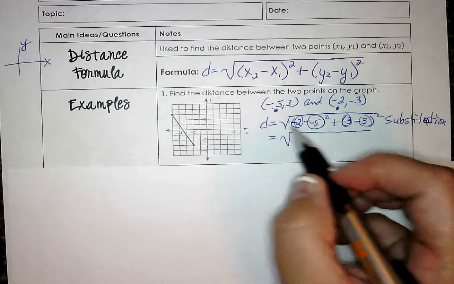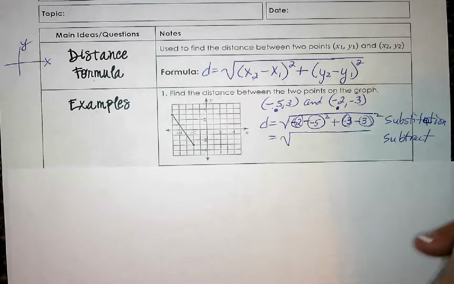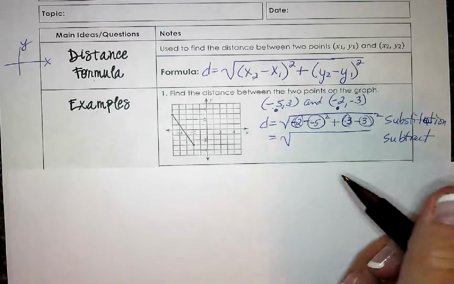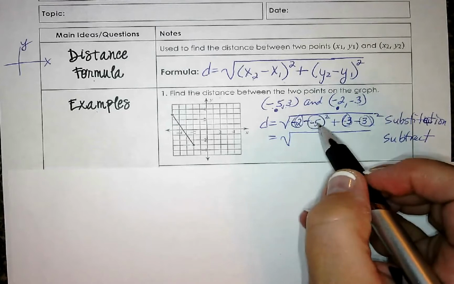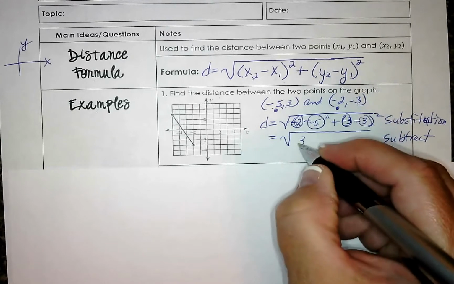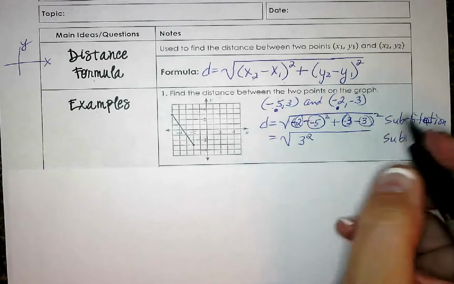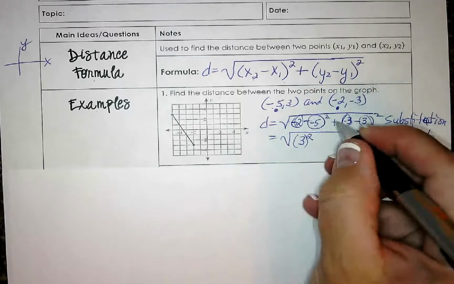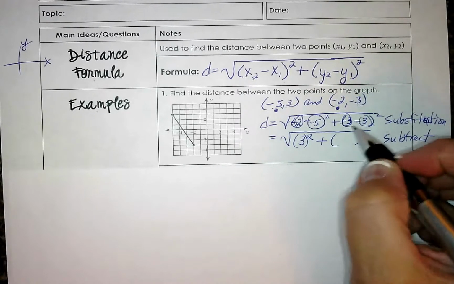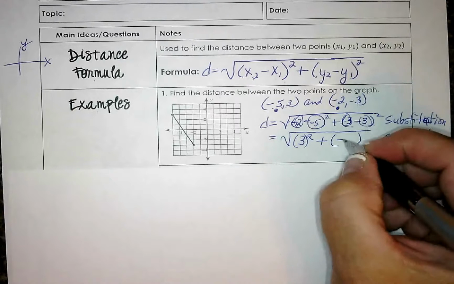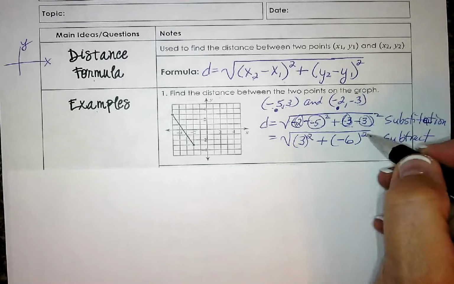Order of operations says I've got to do the parentheses first, so next I'm going to subtract. So this is where most students mess up because there's lots of positive and negatives. -2 minus -5 is 3. So that's going to be 3 squared. Here's my plus. Now I'm going to work out these parentheses. -3 minus 3 is -6 squared. Just bringing that one down.